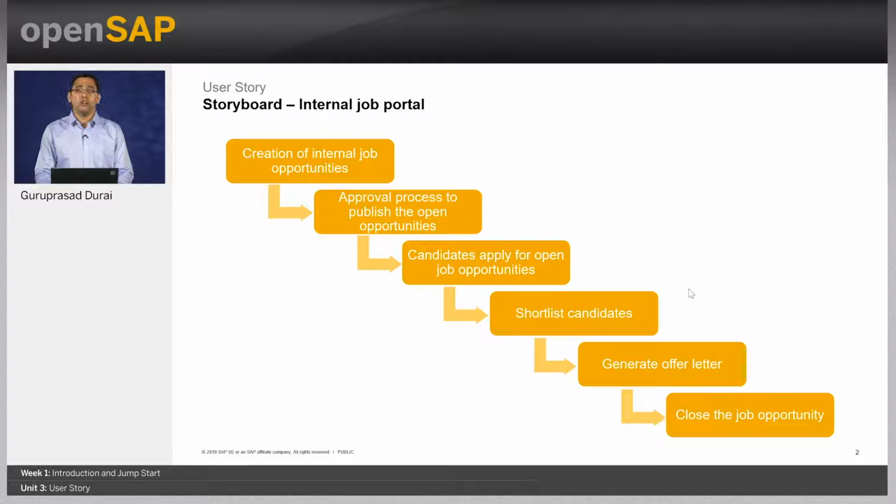The org unit or the manager will then shortlist the candidates based on their skill set and conduct an interview. The interview process is an offline process and will not be part of the user story. The candidates will be then informed about their application status based on the manager's decision. If a candidate is selected, then an offer letter will be generated and the corresponding job application will be closed, which means this job will be fulfilled and will not be available for any other candidates to apply.